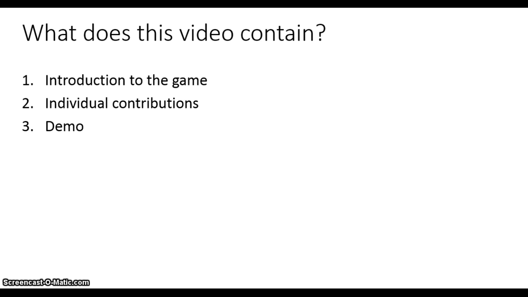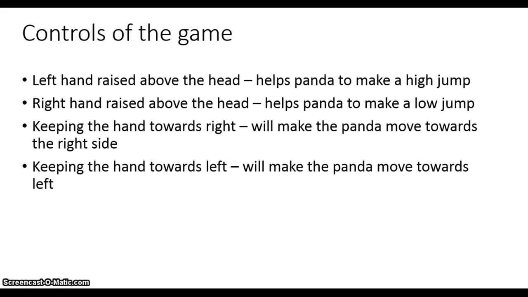And on the other hand, if panda manages to reach the destination safely by overcoming all the obstacles, then in that case, we can say that the player has won the game. And in order to develop this game, we used Kinect. So we have 4 basic controls in order to play this game. Whenever the player raises his left hand above his head, the panda will make a long jump, and whenever the player raises his right hand above his head, the panda will make a low jump. Similarly, when the player keeps his hand in a rightward direction, the panda will move towards right, and if the player keeps his hand towards the left direction, then the panda will move towards the left.